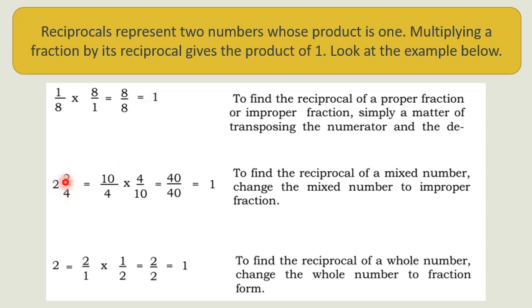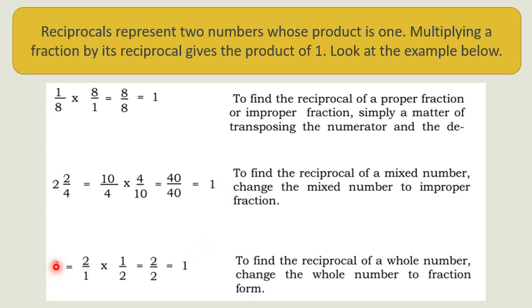Yung 2 and 2/4, paano natin malalaman ang reciprocal ng 2 and 2/4? Gawin nyo muna siyang improper. 4 times 2 is 8 plus 2 is 10. Magiging 10/4. Ito yung hahanapan natin ng reciprocal. Ang reciprocal ng 10/4 ay 4/10. Para makasigurado tayo na yun talaga yung reciprocal niya, i-multiply natin. 10 times 4 is 40. 4 times 10 is 40. So, equivalent niya ay 1.